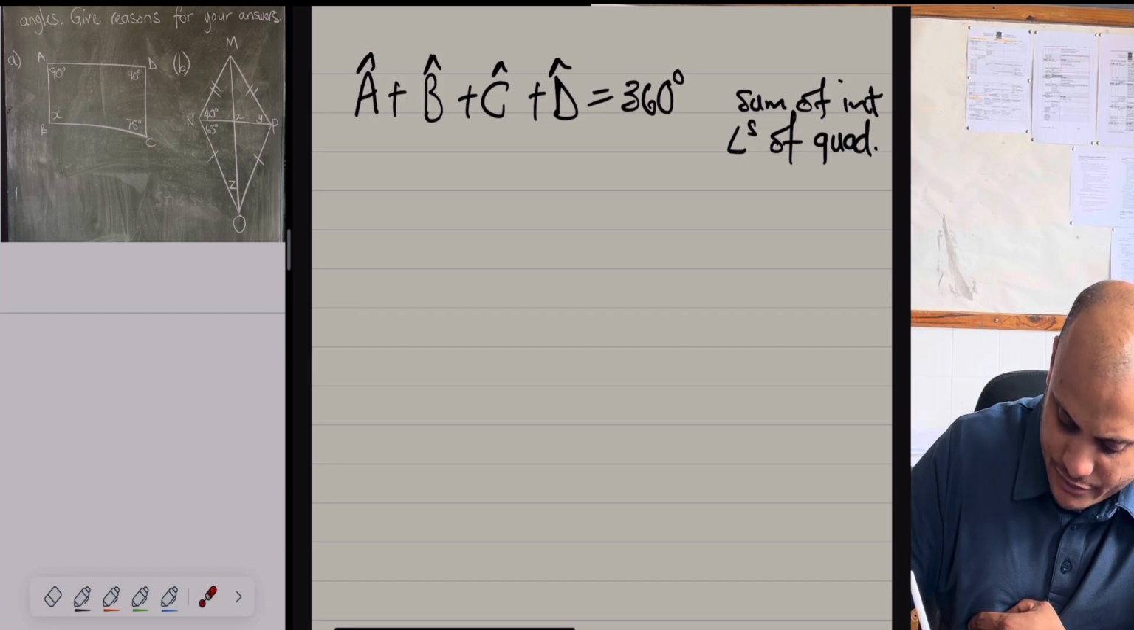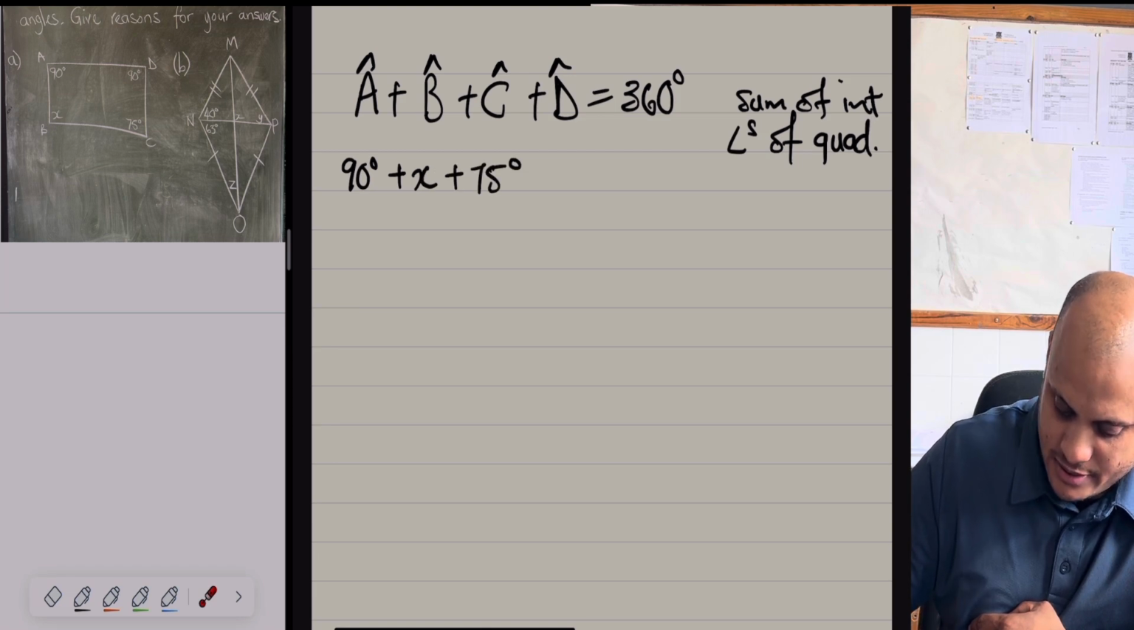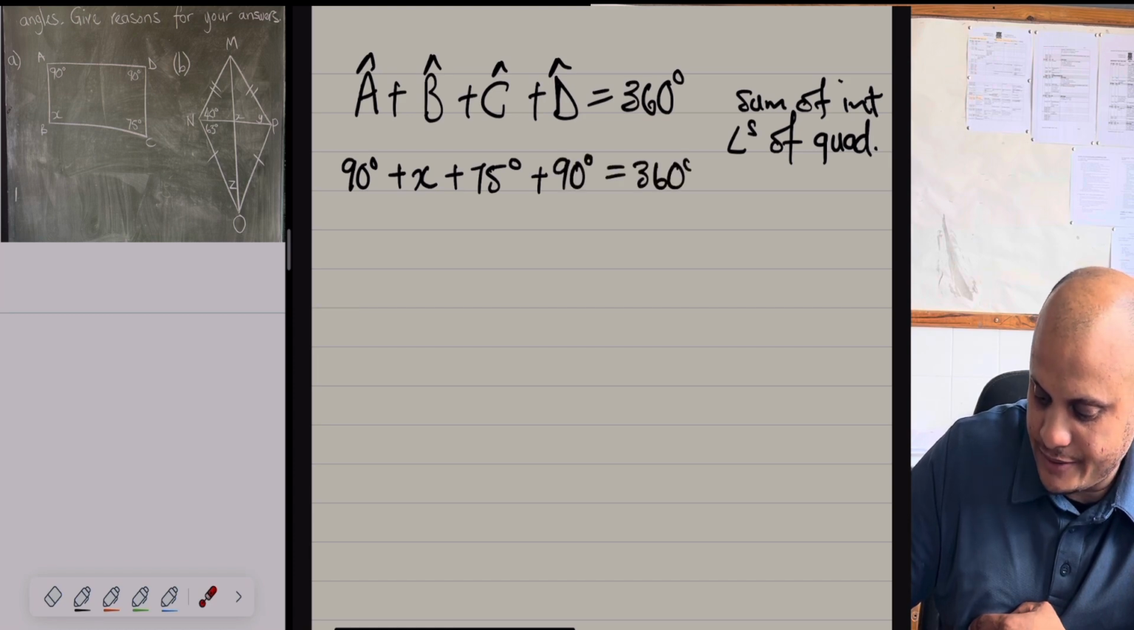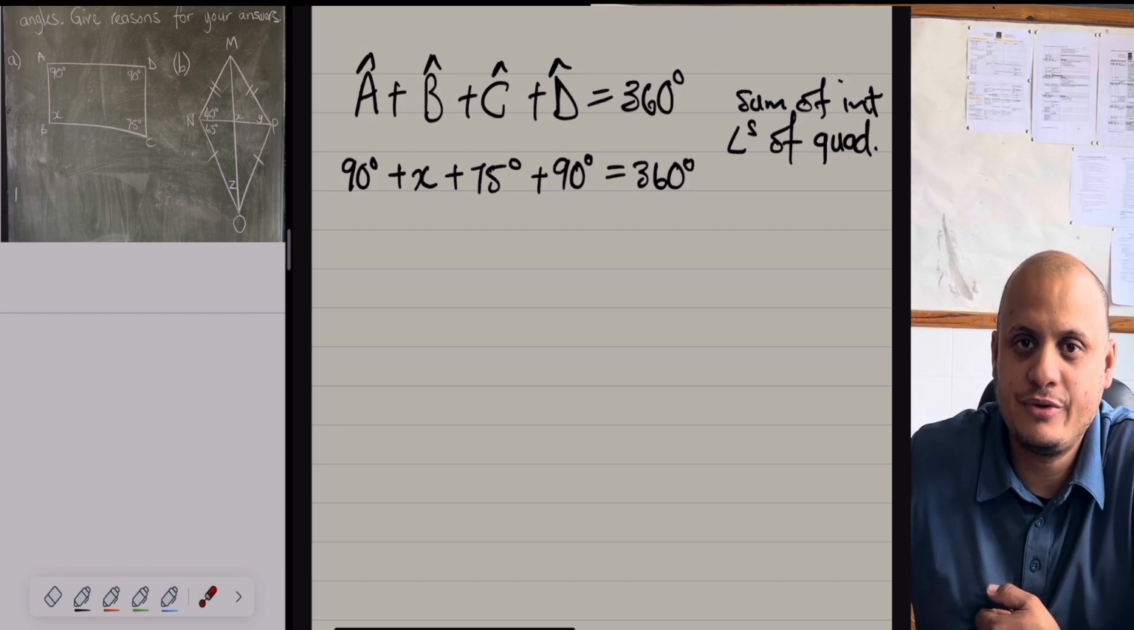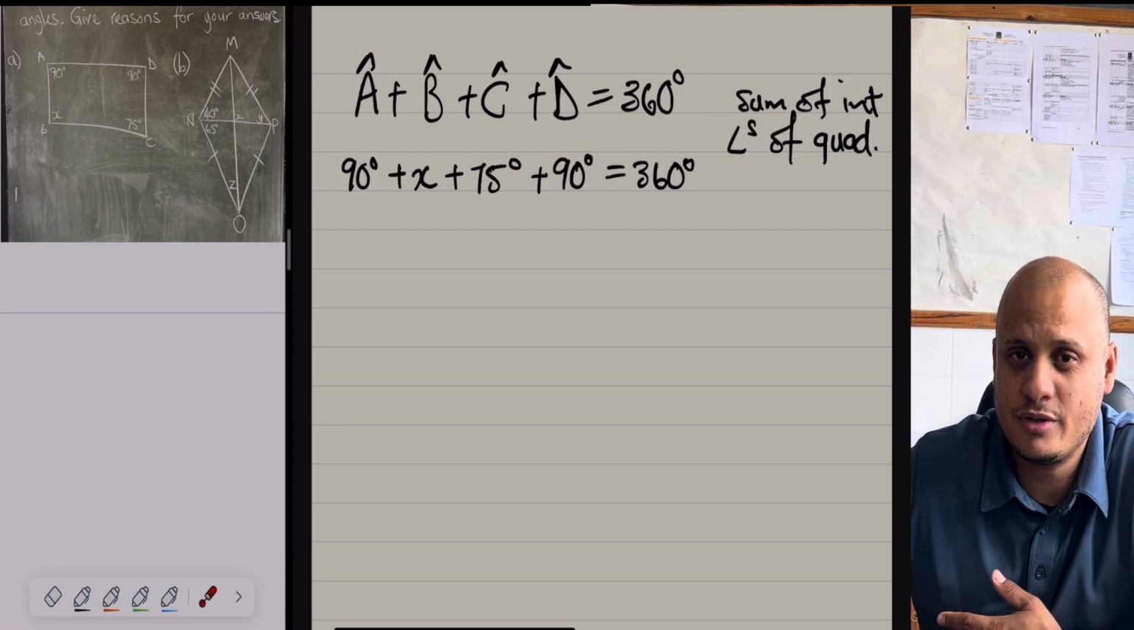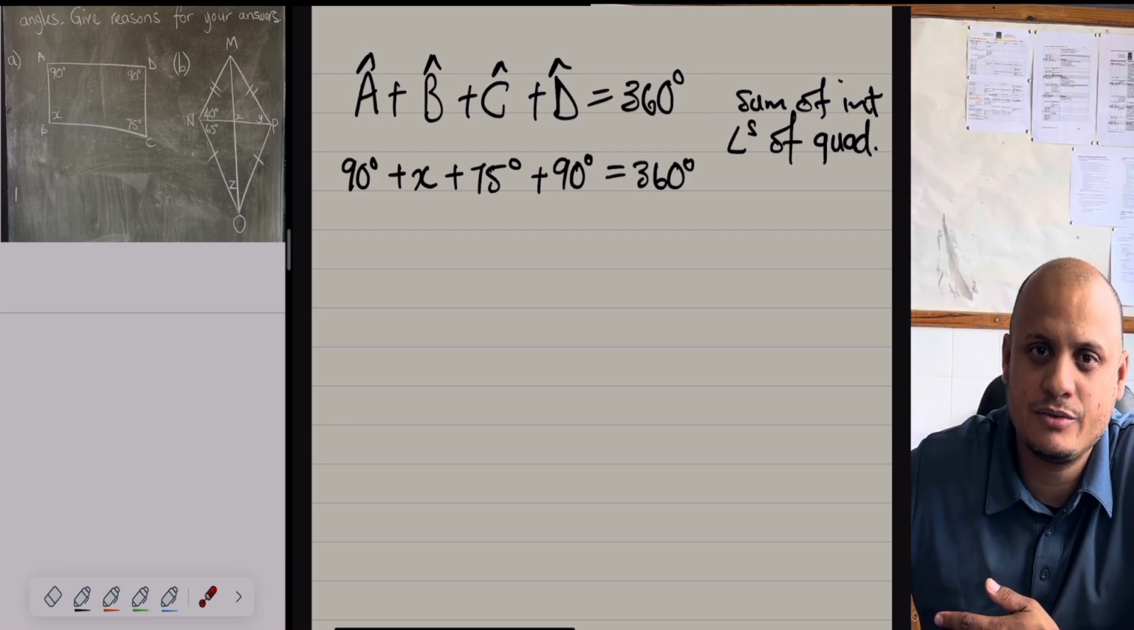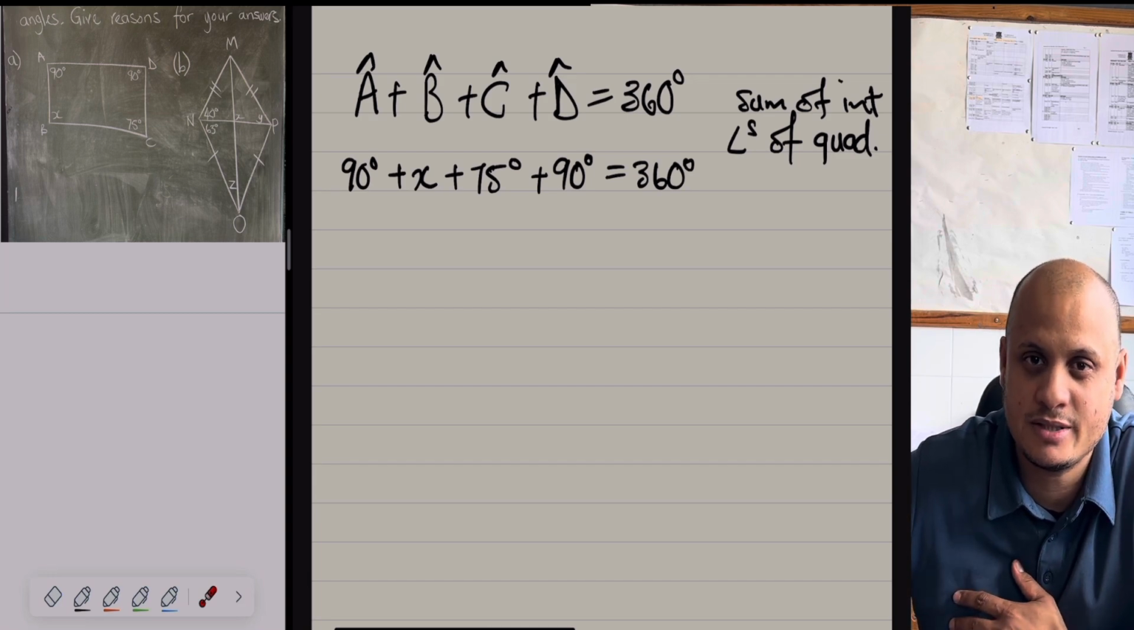So angle A, of course, is 90 degrees. Angle B is X. Angle C is 75 degrees. Angle D is 90 degrees. And that is all equal to 360. So at this point, you have gained yourself 2 marks, usually for making a statement, and then also giving a reason for why you made that statement. That's already 2 marks in your test and exams.